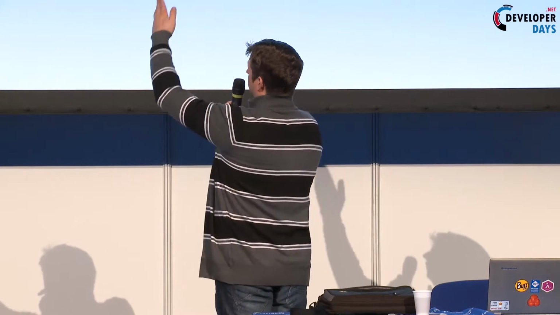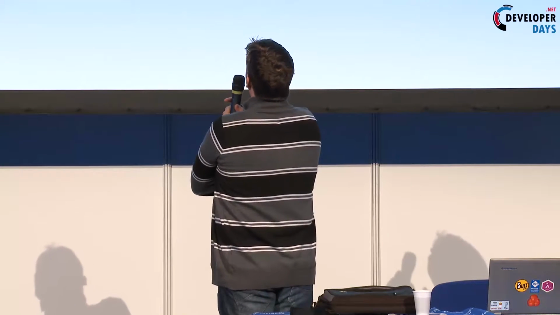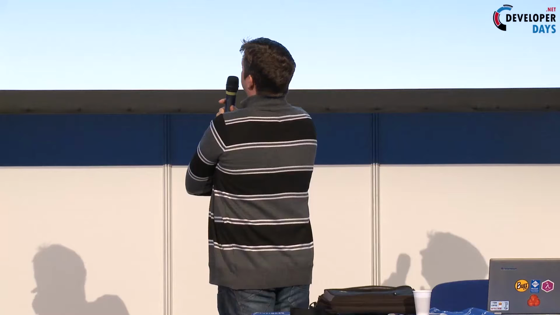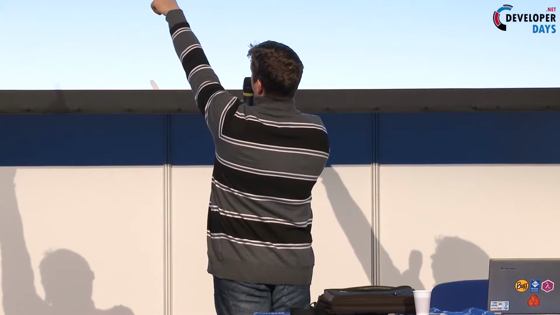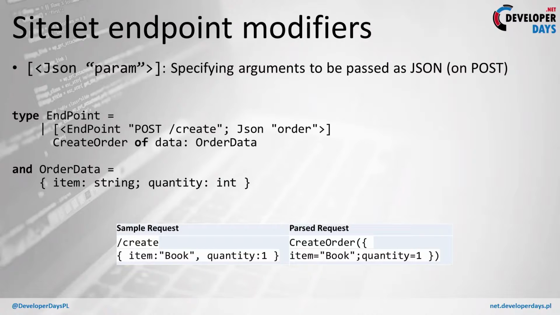But here's another one that says some of the arguments to the endpoint should be passed as JSON. So here we say that order, which actually should be data instead, not order. That's a typo. That should come as JSON. So if we post, in this example, to /create a JSON representation of a book, then the Sitelet handler will recognize it automatically. And you don't need to do anything else.